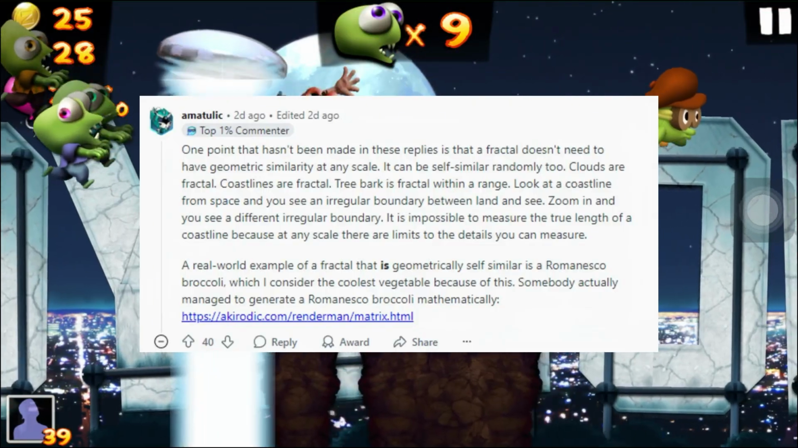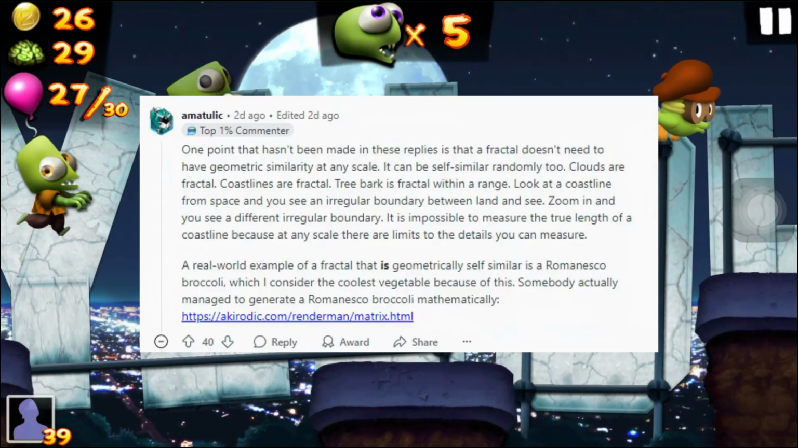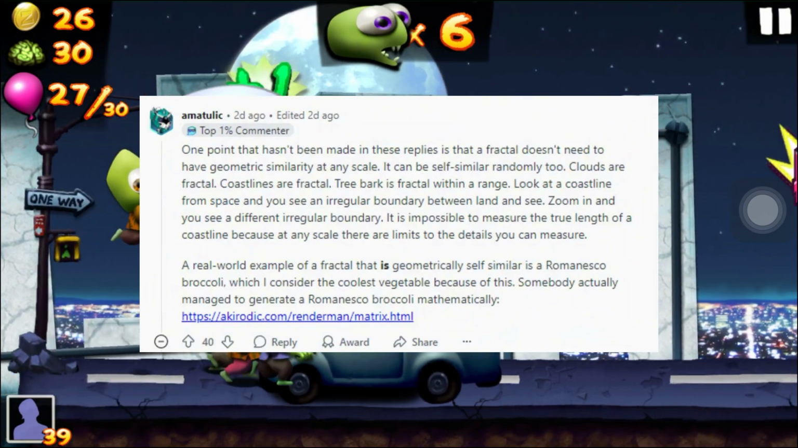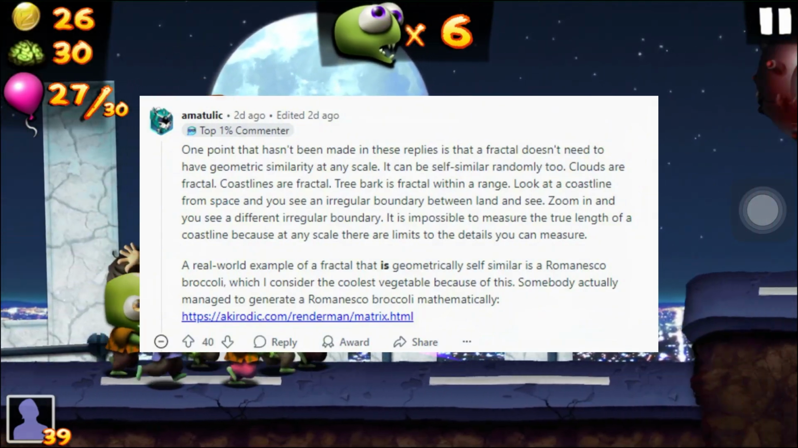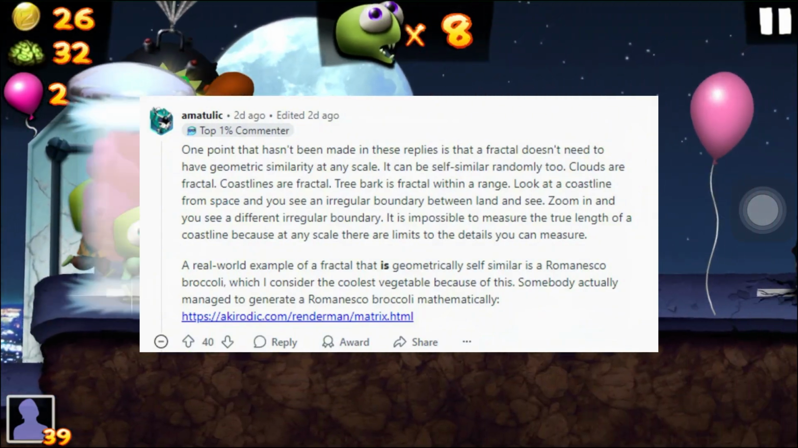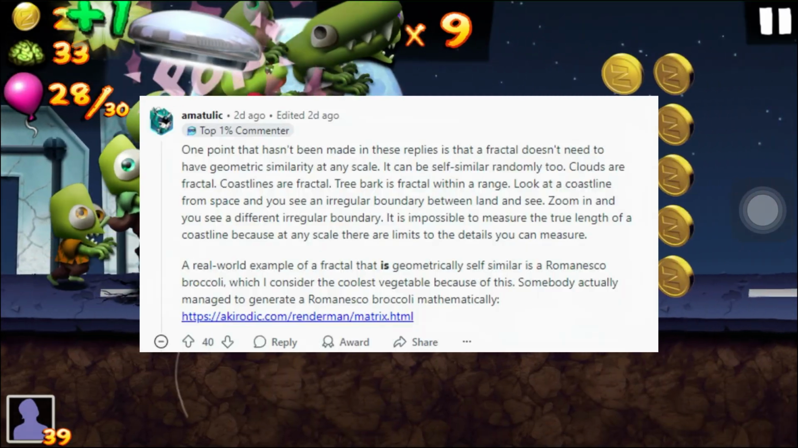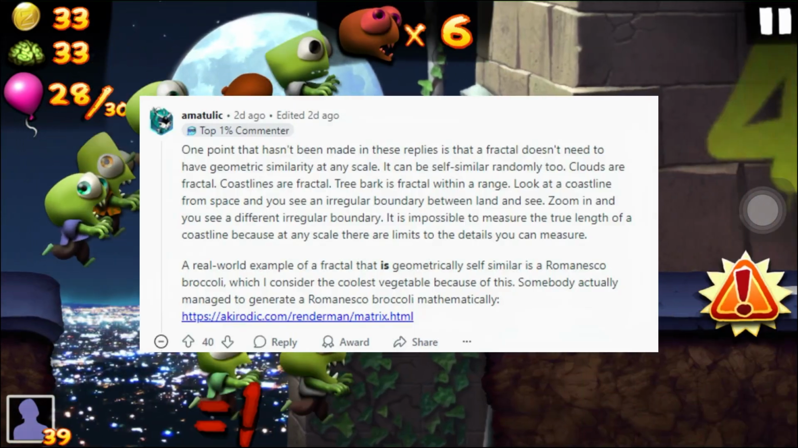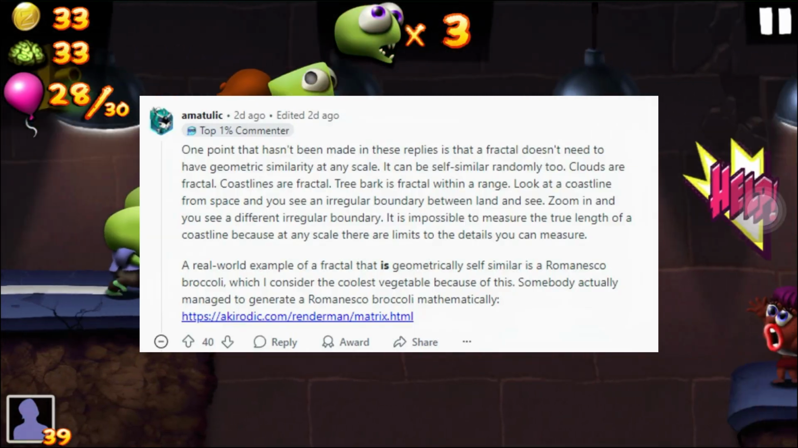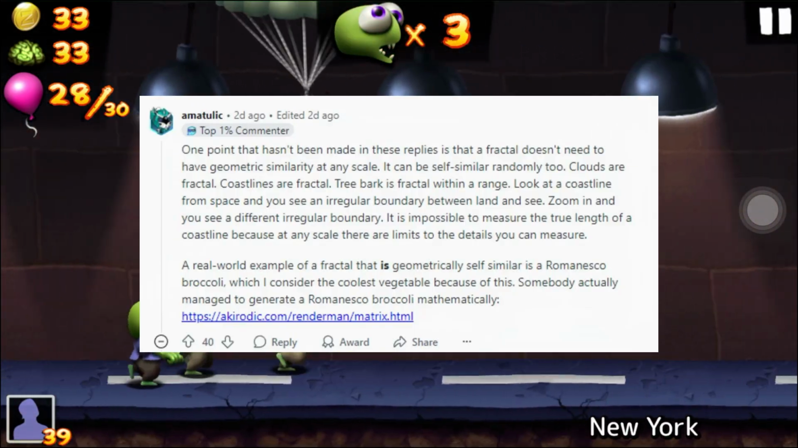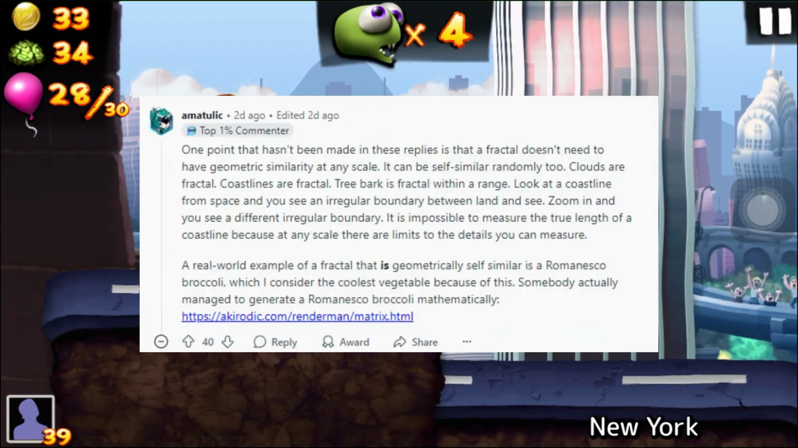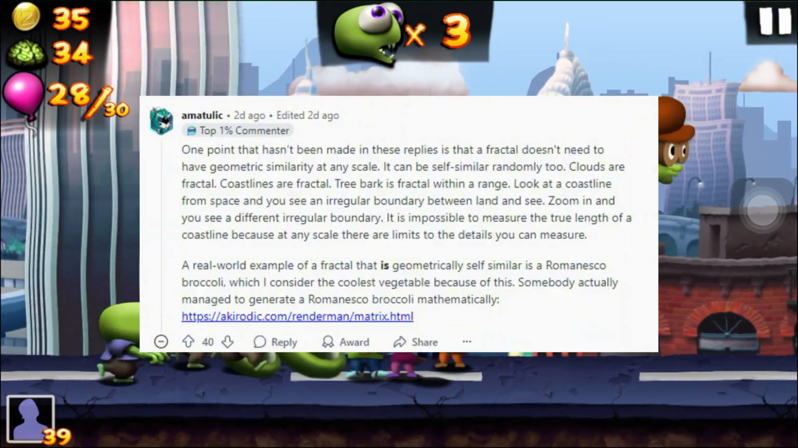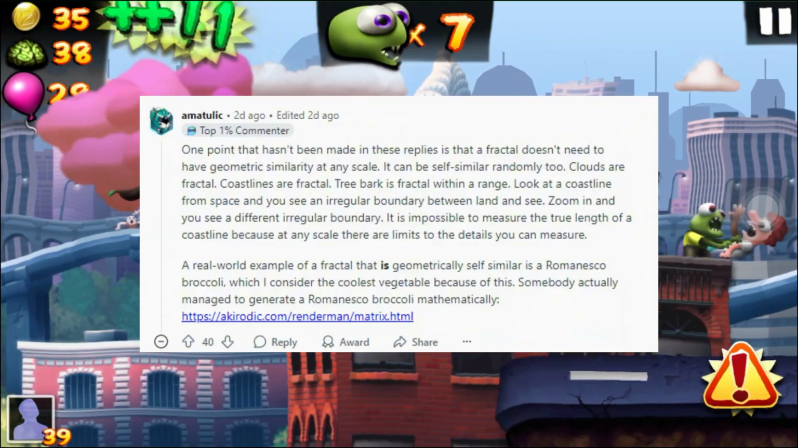Look at a coastline from space and you see an irregular boundary between land and sea. Zoom in and you see a different irregular boundary. It is impossible to measure the true length of a coastline because at any scale there are limits to the details you can measure. A real-world example of a fractal that is geometrically self-similar is a Romanesco broccoli, which I consider the coolest vegetable because of this. Somebody actually managed to generate a Romanesco broccoli mathematically.